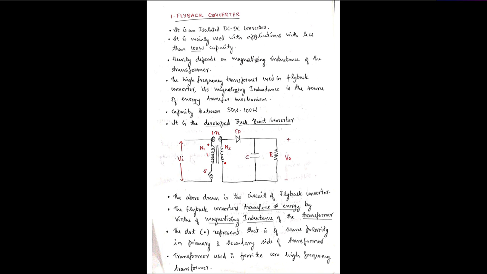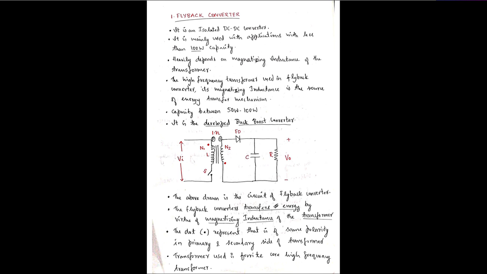Here one major thing you can note is that a dot is placed here in the primary side and a dot is placed here in the secondary side, and these dots are placed opposite to each other. What does it signify? It signifies that the winding of the primary and the winding of the secondary will be of opposite direction.